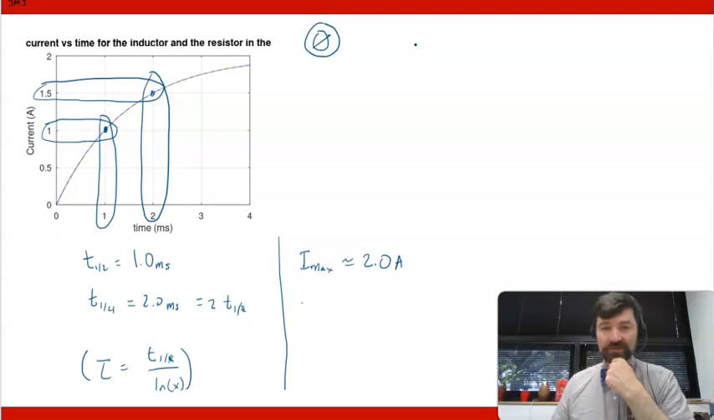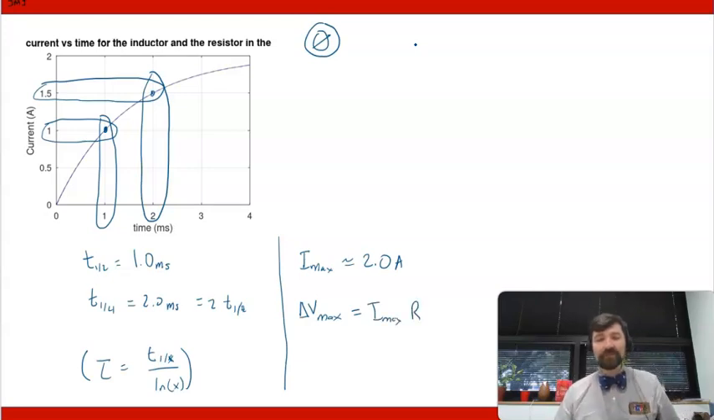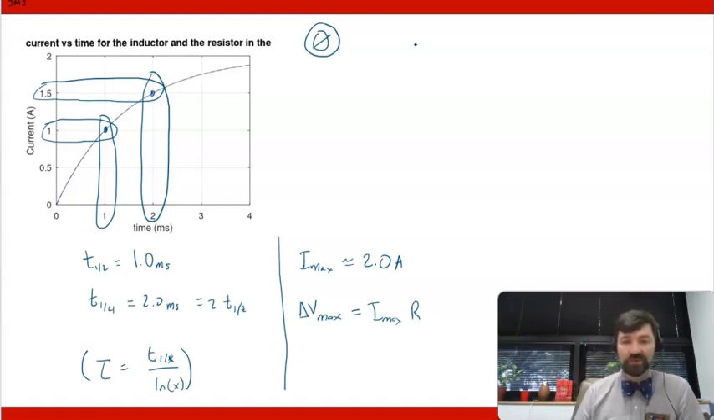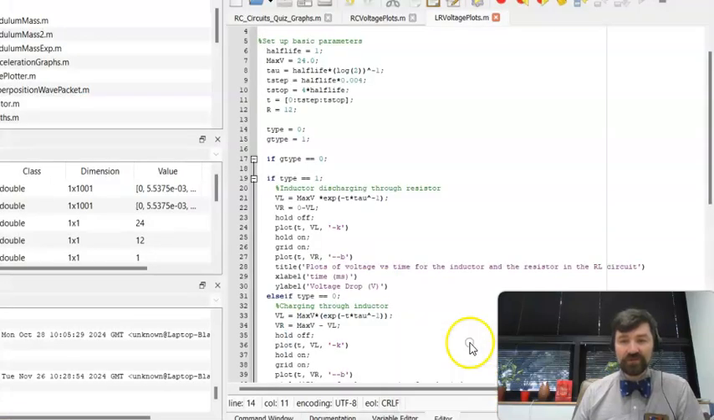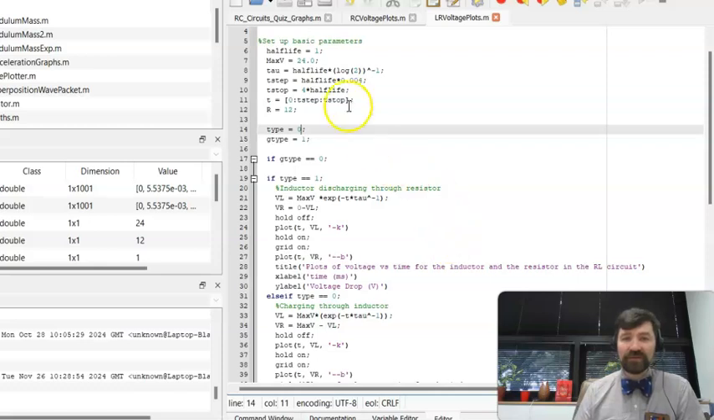So note that we expect delta V max through, let's say, the resistor to look like I max times R. As long as I know what the resistance value is, then I know what the delta V max is. So how do I go about getting the resistance value? Well, from just this graph and no further information, I cannot. But if I know one more piece of information, let's say the inductor's inductance value, then I can.